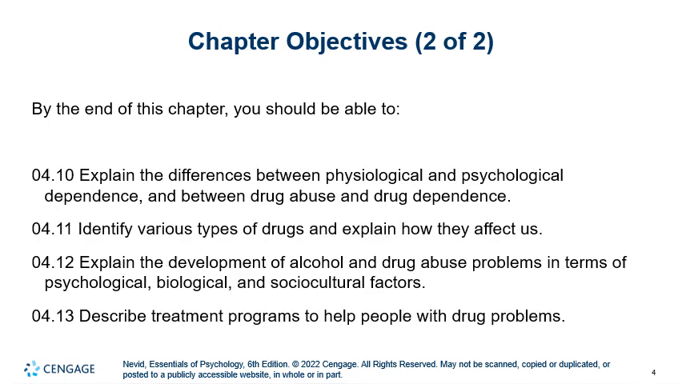As we near the end of the chapter, you will understand the differences between physiological and psychological dependence and between drug abuse and drug dependence. Hopefully, you'll identify various types of drugs and explain how they affect us. You will learn to explain the developmental process of alcohol and drug abuse problems in terms of psychological, biological, and sociocultural factors. Finally, you will demonstrate an awareness of the various treatment programs to help people with drug problems. So, with that being said, let's get started.